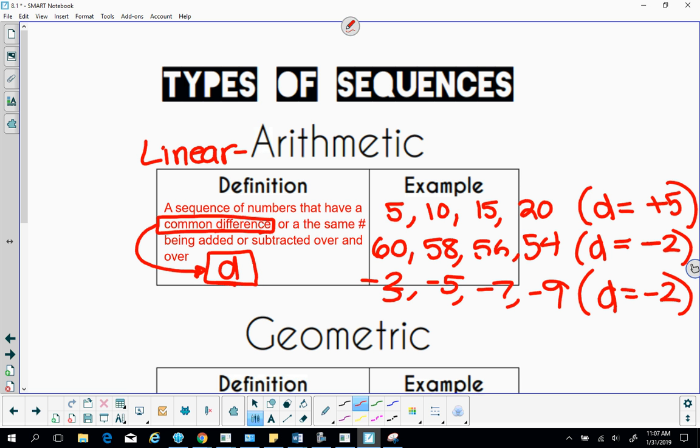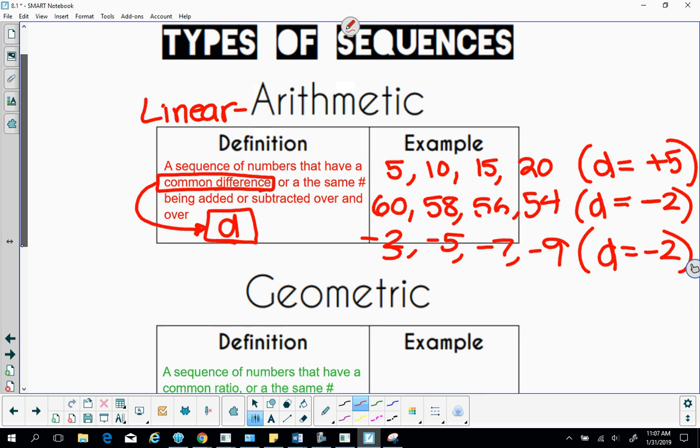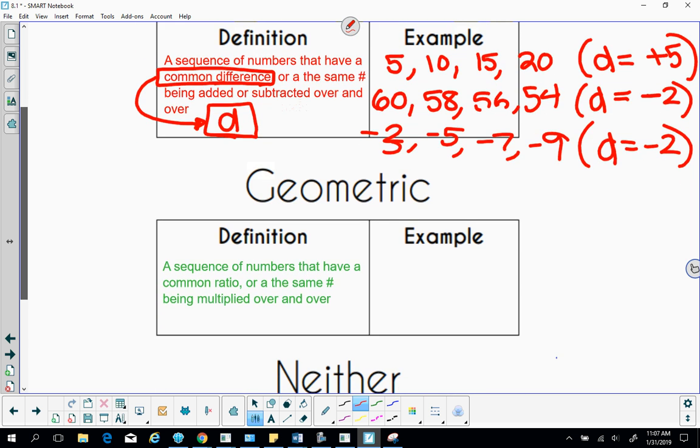Sense what arithmetic is. All right, so geometric is the next one, and here's the next definition. We remember geometric from exponential. So geometric is multiplying over and over again, and we call that a common ratio. So now we're going to be talking about R. Common ratio is when it's geometric. If it's arithmetic, it's different.